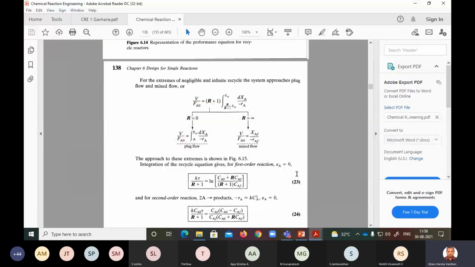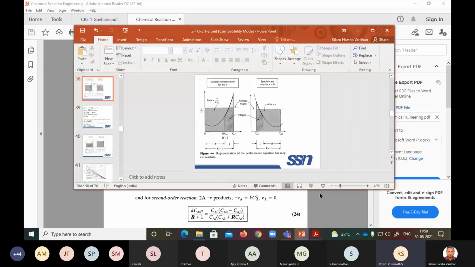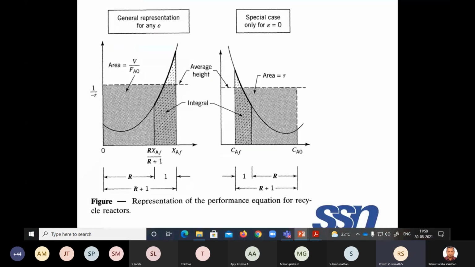Sir, I saw a question in that assignment. They were having a CSTR and they introduced the recycle stream. They asked whether it will affect conversion. But the answer was it won't affect conversion, sir. But for the same flow rate, if we introduce recycle for a CSTR, won't the concentration of A decrease and the conversion also decrease?